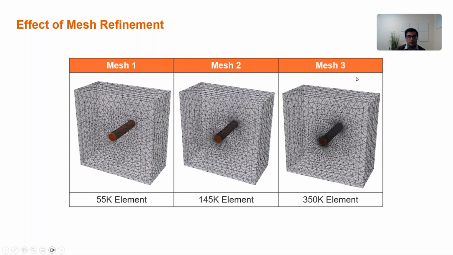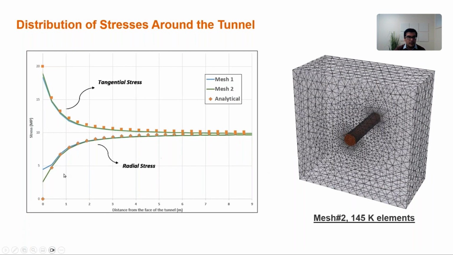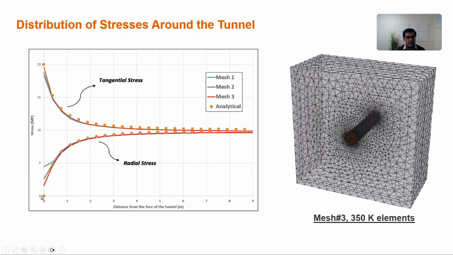So I introduced two additional cases. First case, the number of elements is 145,000, and the second one is 350,000. So let's see the results. This is the first one we already discussed. The second one, when I increase the mesh density, I expect the results to get closer to the analytical solution, which is happening. And if I make it even denser, the results get closer again, but it's still not close enough to the analytical solution.